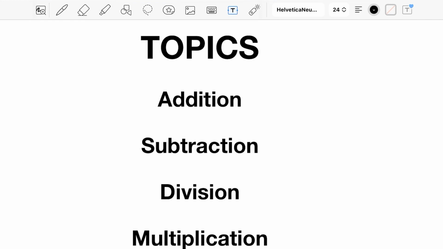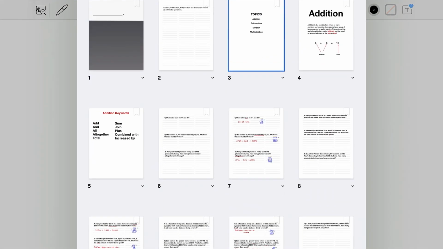Whole numbers word problems. We are mainly going to focus on keywords that will help us to know if we must add, subtract, divide, or multiply. So let's begin with addition.